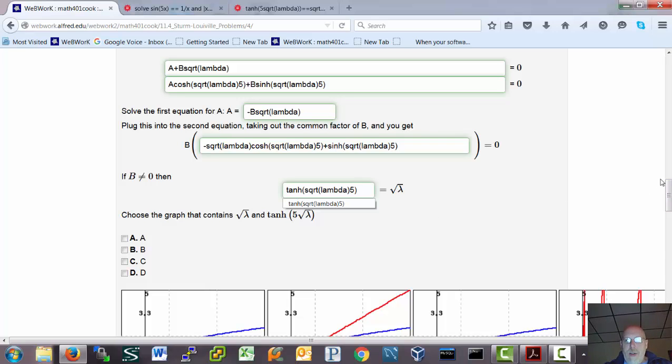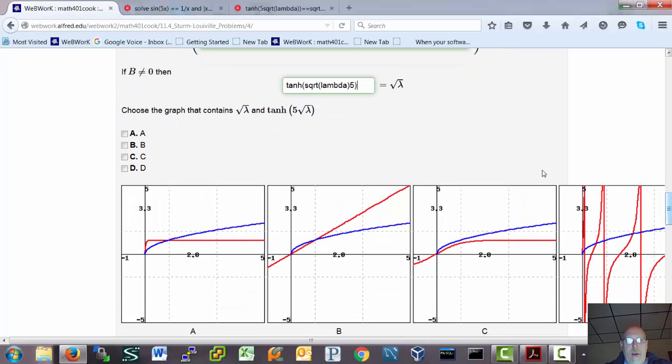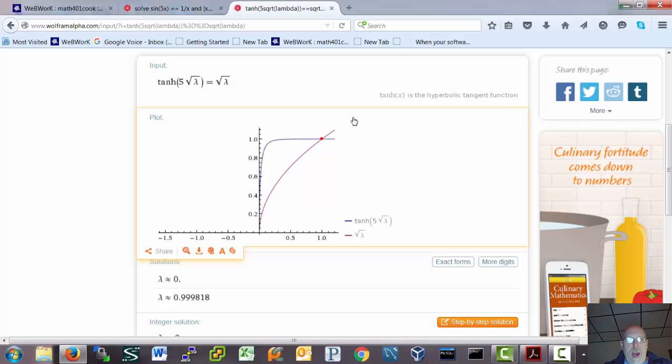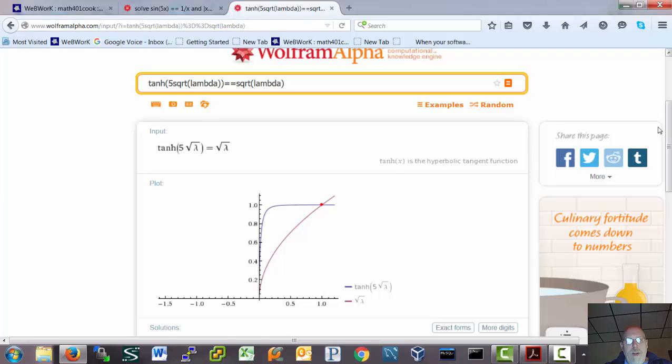So how do we find a solution to this? Well, looking at a graph of hyperbolic tangent of square root lambda times 5 and square root lambda, first of all, you have to figure out which graph is which. I would use Wolfram Alpha and just graph hyperbolic tangent 5 square root lambda equals square root lambda. You don't even have to do that because you're also going to have to solve this. So you can just type solve hyperbolic tangent 5 square root lambda equals square root lambda, or if you put a double equals in it, then Wolfram Alpha will recognize that you're trying to solve this.